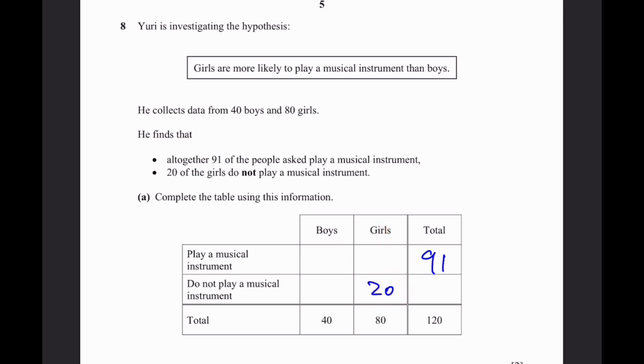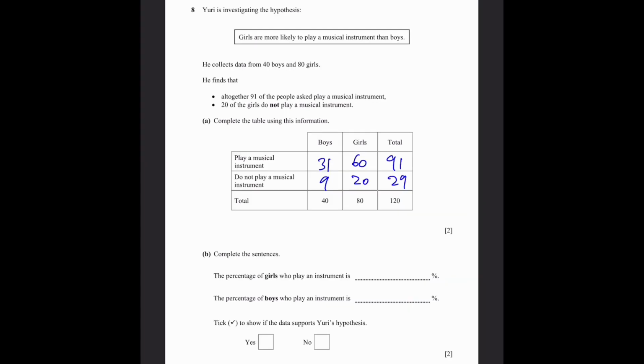So that means total 80 girls. Those who play a musical instrument will be 60. And that means if the total is 91 for play a musical instrument, the boys will be 31. And do not play will be 9 because 40 minus 31. Do not play total is 29. That's the answer.